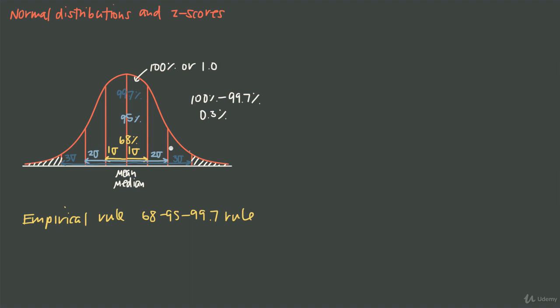But we have the two tails, the one on the left and the one on the right, and they're equally divided because remember we have an equal amount of area to the left and right of the mean and median, and this distribution is symmetrical.